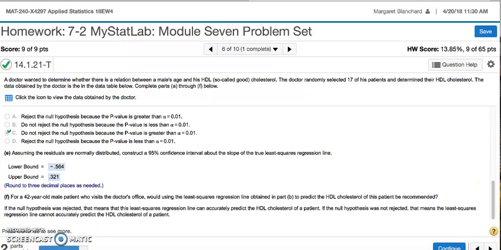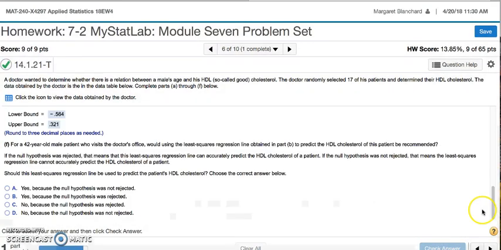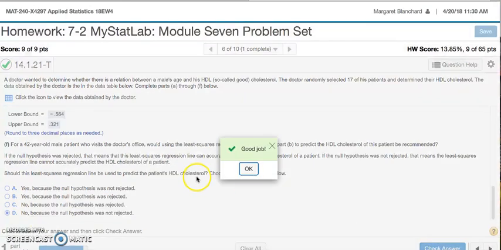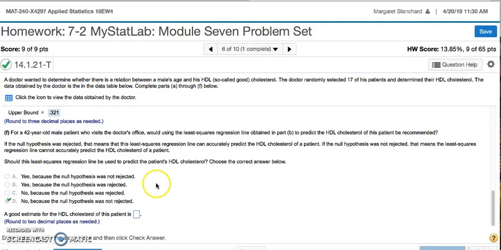So let's go back down, click continue. Should the least squares regression line be used to predict the patient's HDL cholesterol? Choose the correct answer below. No, because the null hypothesis was not rejected. Check answer. Good job.